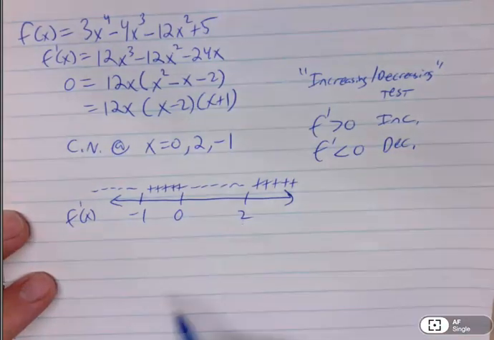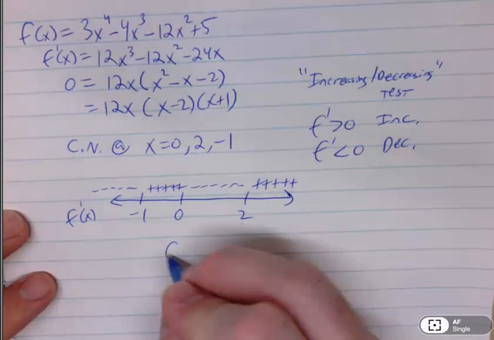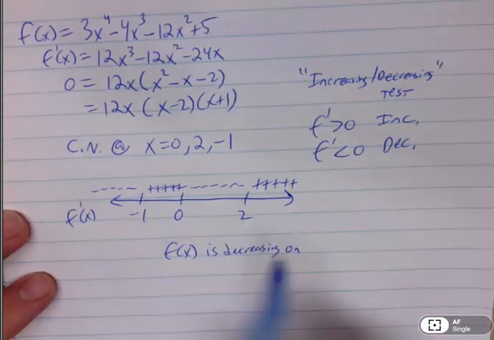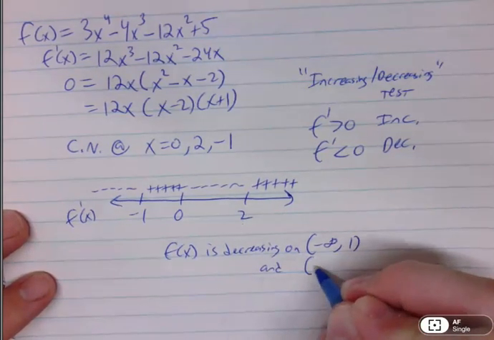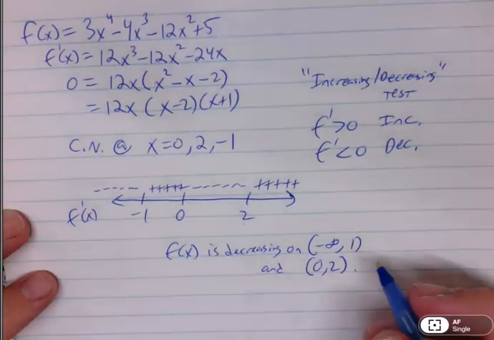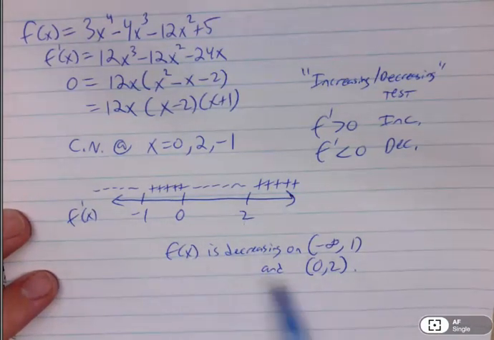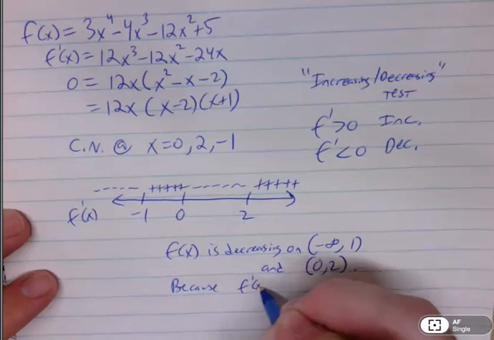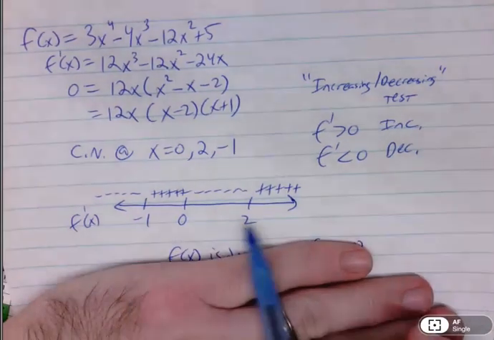So just from this number line, I can determine where the function's increasing and decreasing. So you would say something like, f of x is decreasing on, and then you just look for the negative. So it would be negative infinity to negative 1, and from 0 to 2. Okay, so that would be decreasing. And then of course increasing would be the other version. But for the AP, they want you to not just say it's decreasing, they want you to say why. So you would say something like, because f prime is less than 0. They want to see that. This right here is not good enough according to the College Board.